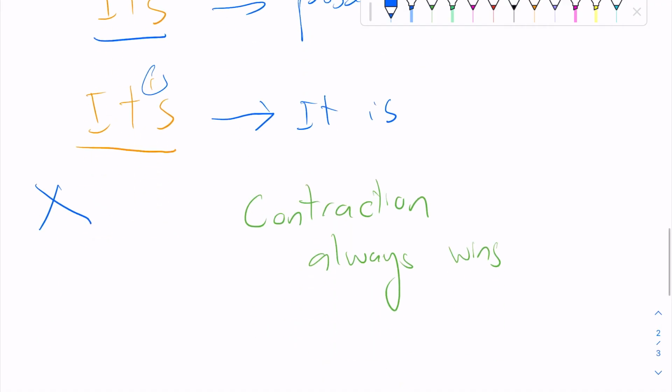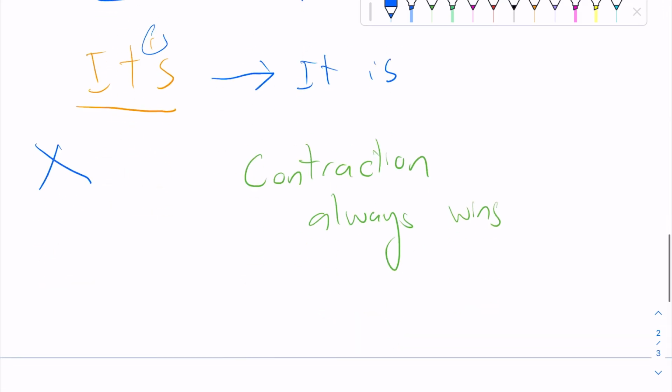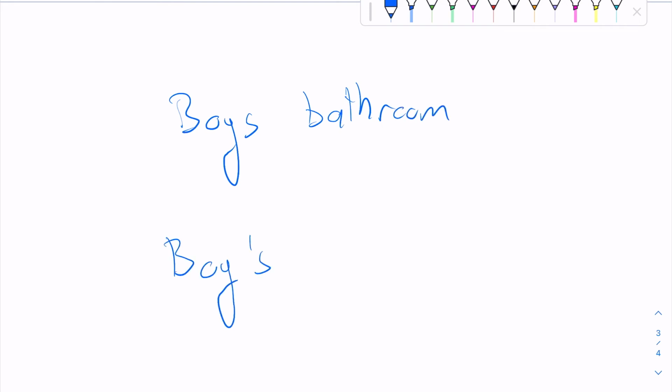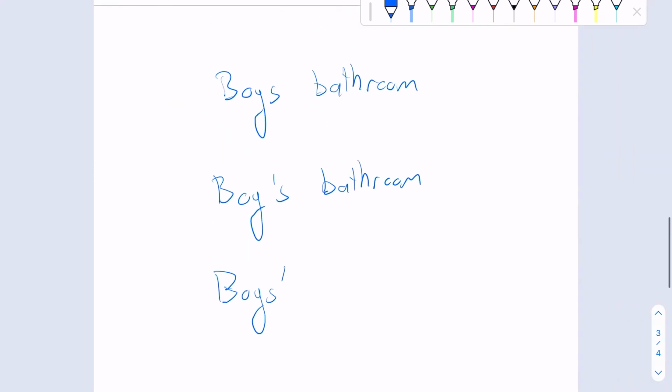Okay, we've talked about its versus its with an apostrophe. We've talked about possession. Now let's clarify why it's important to know the difference between each of the different placements of the apostrophe. Here are 3 different words. The boys' bathroom. Okay, there is the boys' bathroom, and there is the boys' bathroom. Whenever I place an apostrophe, sometimes I like to pronounce it like boys' so that I can remember in my brain, but you can do whatever is easiest for you. Some people pronounce it in different ways.